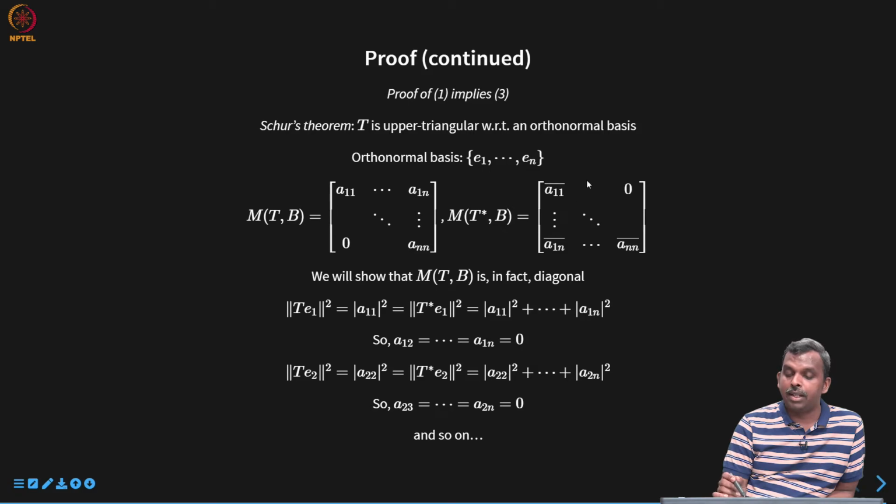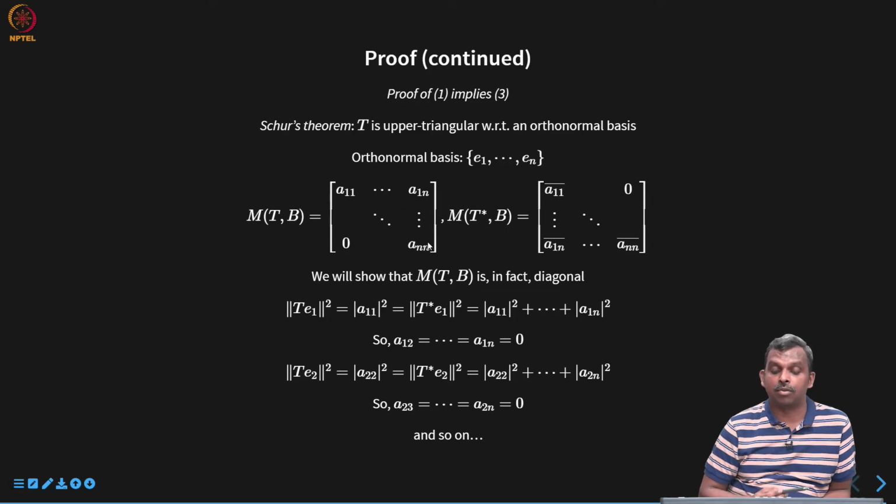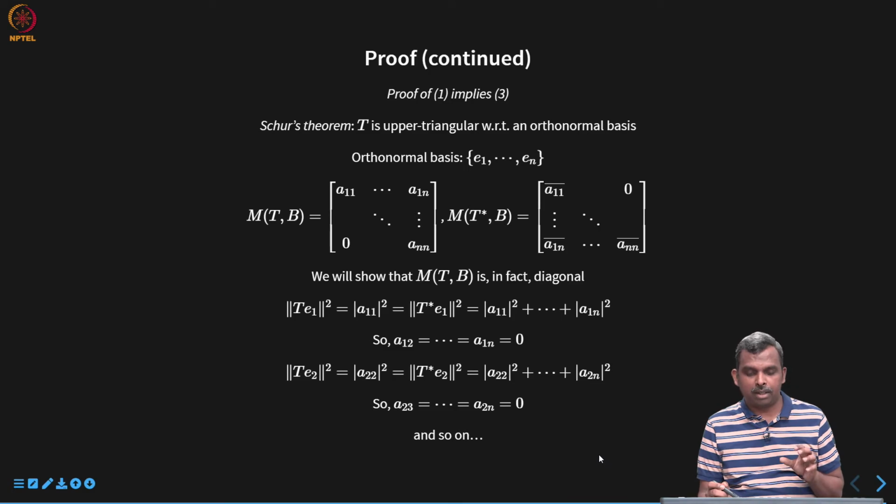Now you look at T star E2, that's the second row, and that is just A22 squared plus so on till A2n squared, and then A22 will cancel, and A23 to A2n are 0, so everything else to the right of the diagonal goes to 0. The same way you proceed, you can show that this matrix itself is diagonal. Quite a simple proof, but it uses Schur's theorem to get an upper triangular matrix and this notion of normality, which makes the magnitudes the same, in a very clean, neat way to get to diagonal. So that concludes the proof of the complex spectral theorem.